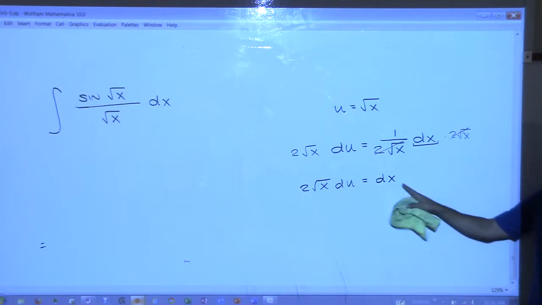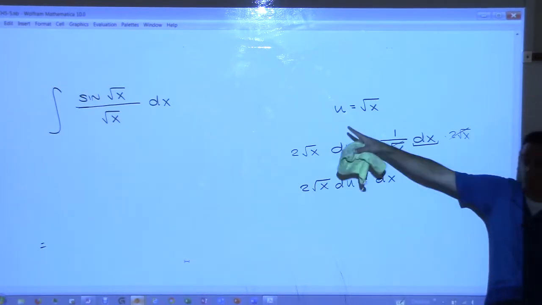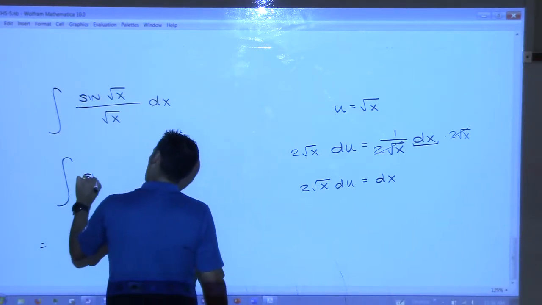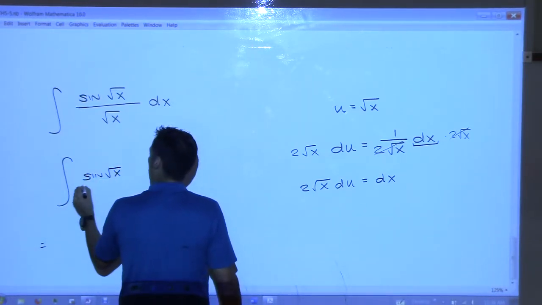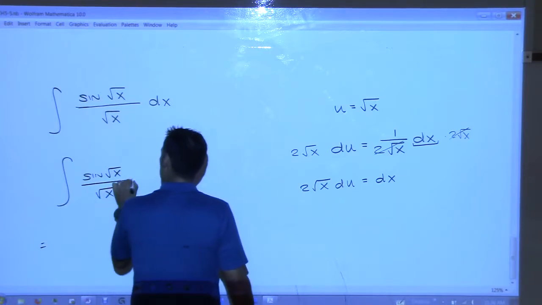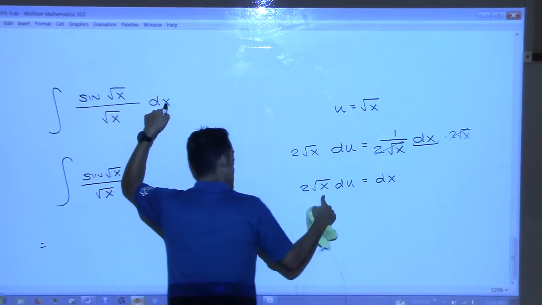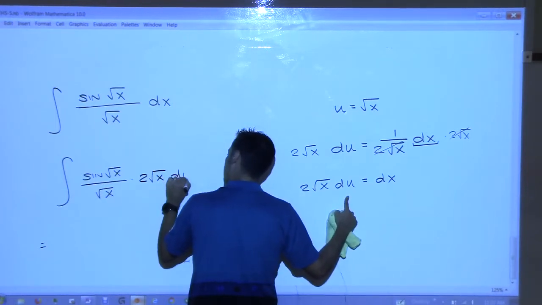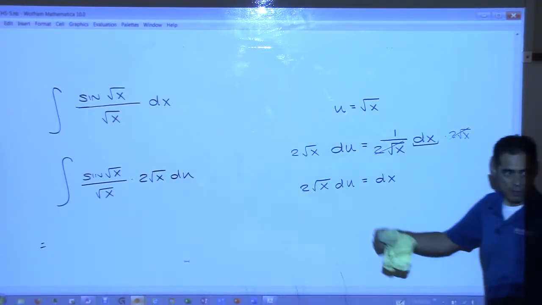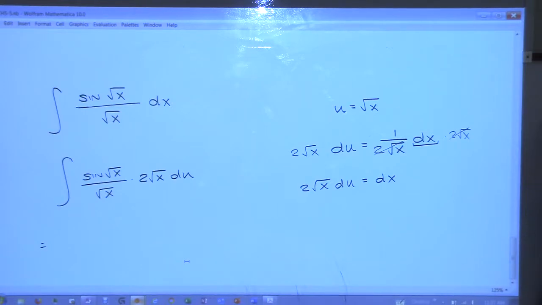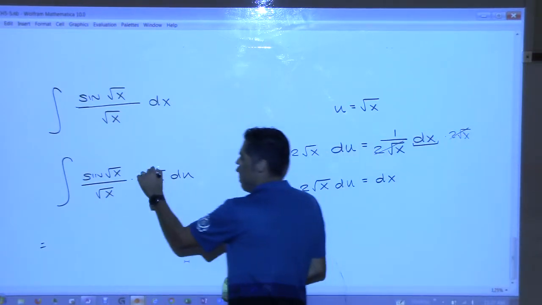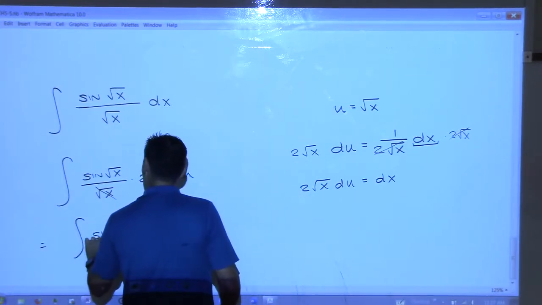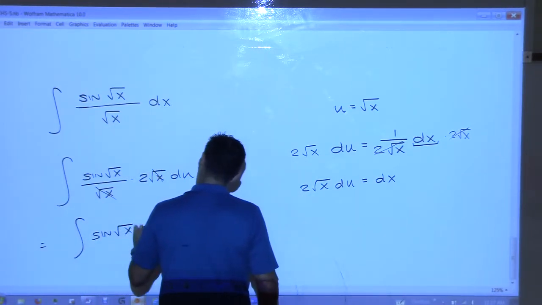And then now, just plug this in for dx into this integral. So if I do that, I get sine root x over root x times, what's dx? 2 root x du. Everyone see that? And now these root x's cancel. And what you're left with now is integral sine root x du, yes?